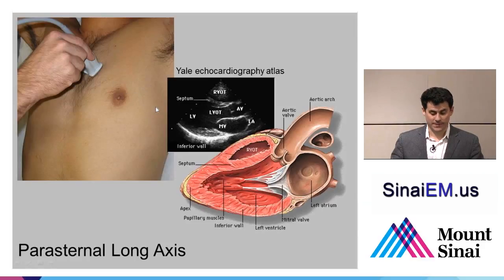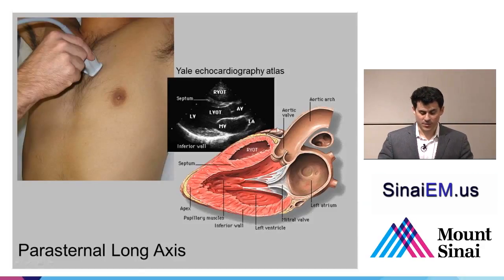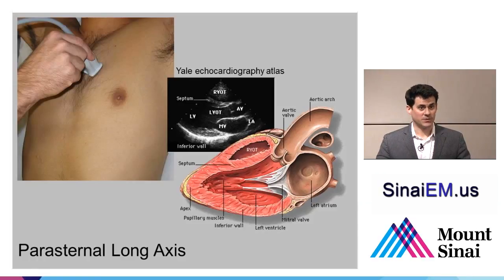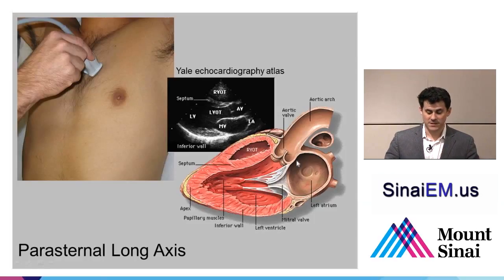So this general plane is going to generate an image, again, thanks to Yale's Echo Atlas for this great illustration, where we see a little hint of the RV outflow tract. Mainly we're seeing the left ventricle, from the apex to the mitral valve, and we even see a bit of the aortic valve. To define the plane of this long axis view, and you need 3 points to define a plane, that's why tables have a minimum of 3 legs to maintain their stability, you need to see the aortic valve, the mitral valve, and the apex all in the same plane to have a true parasternal long axis view.